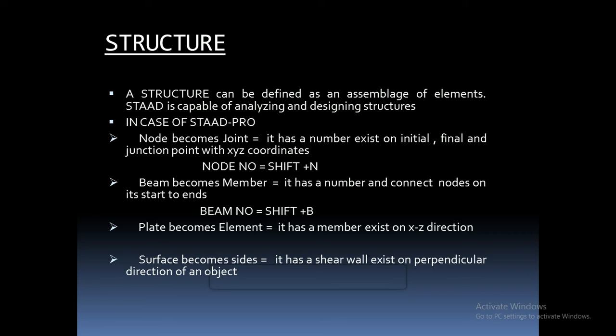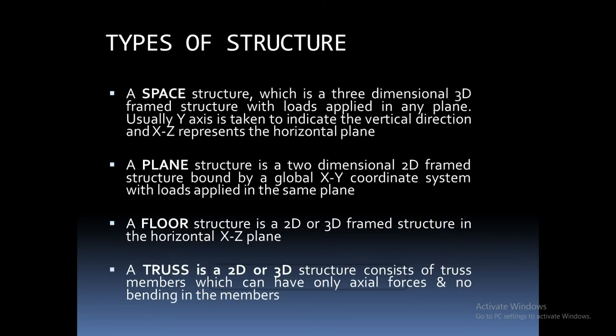A beam becomes a member, which has a number and connects nodes from its start to its end. The shortcut key Shift plus B is for beam number. A plate becomes an element, which has a member existing in the XZ direction. A surface becomes sides, which has a shear wall existing in the perpendicular direction of an object.